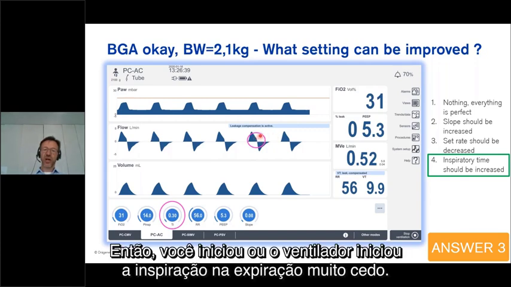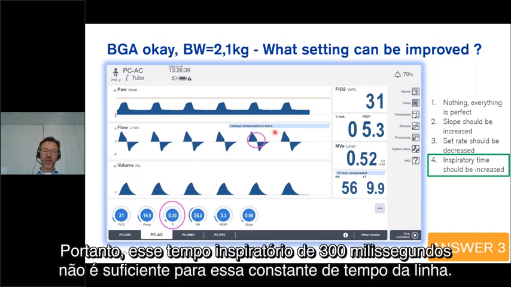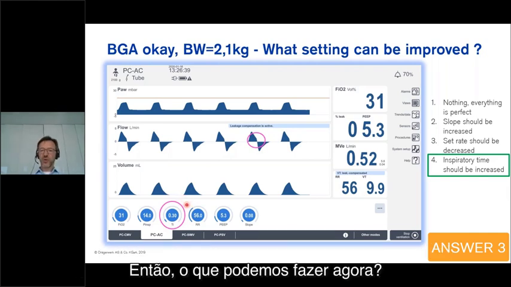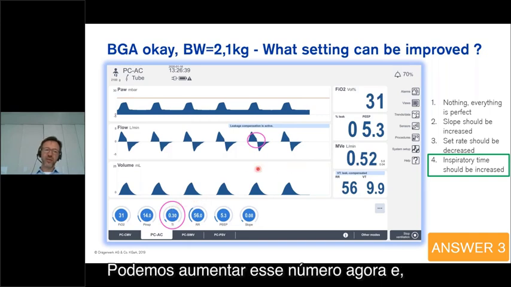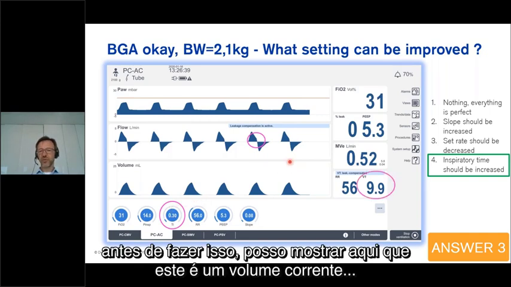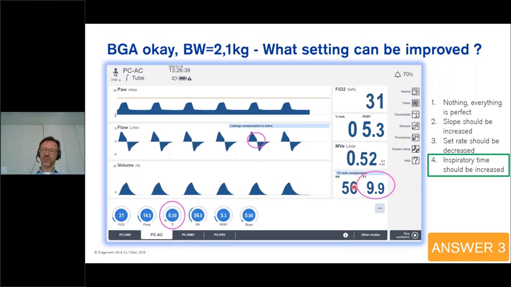So the ventilator started the expiration too early. So this inspiratory time of 300 milliseconds is not sufficient for this time constant of the lung. So what we can do now is increase this number. And before I do this, I can show you here, this is the tidal volume currently.